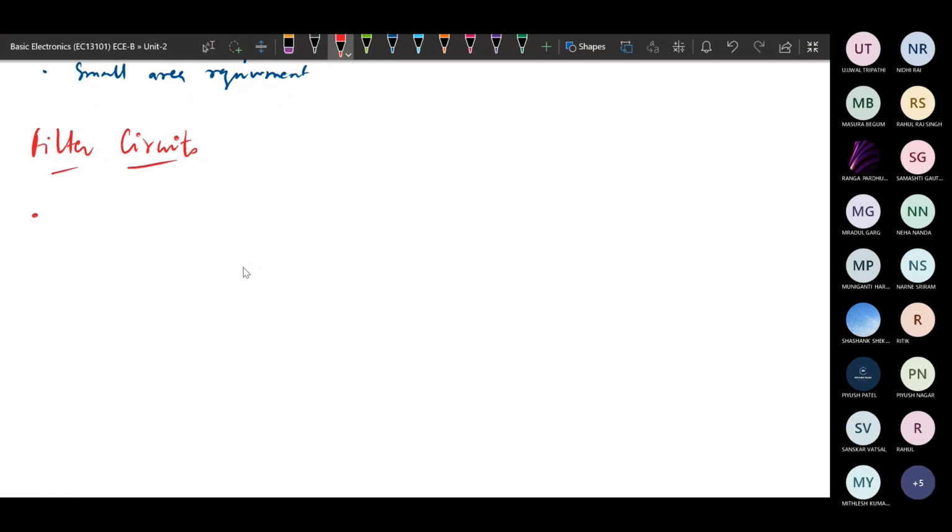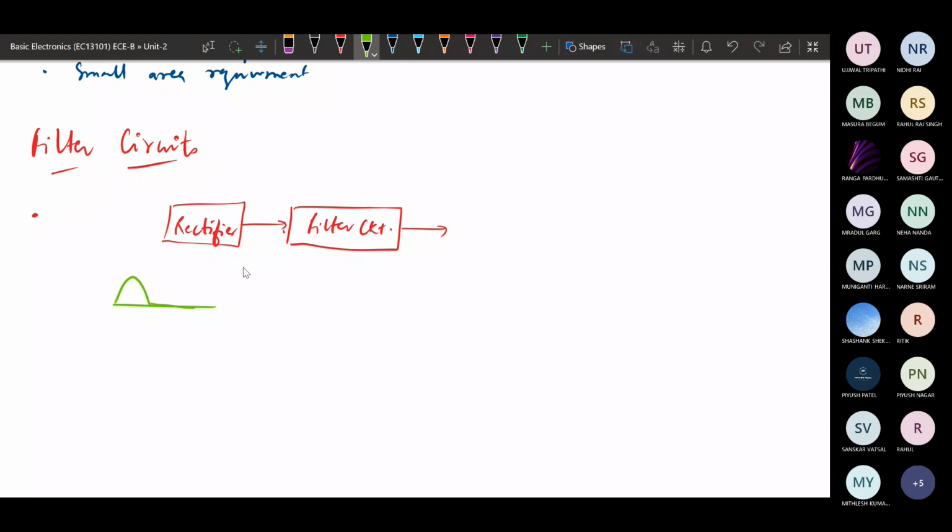So the role of filter circuits is that whatever the rectifier output is, we will pass it through a filter circuit, and then whatever output we get will be somewhat less, having less ripple. In rectifier outputs we have seen different outputs. A half wave rectifier output will be like this, and in case of full wave we will be getting this.